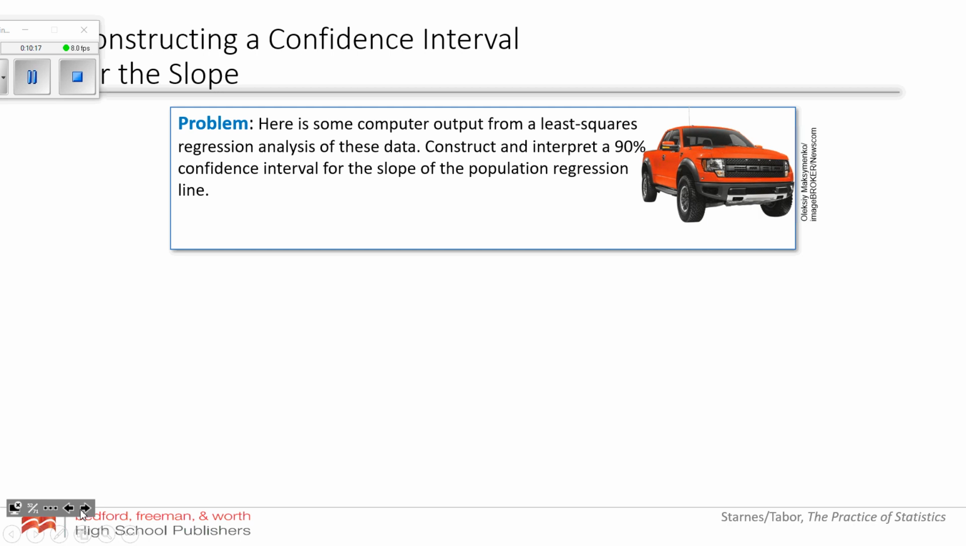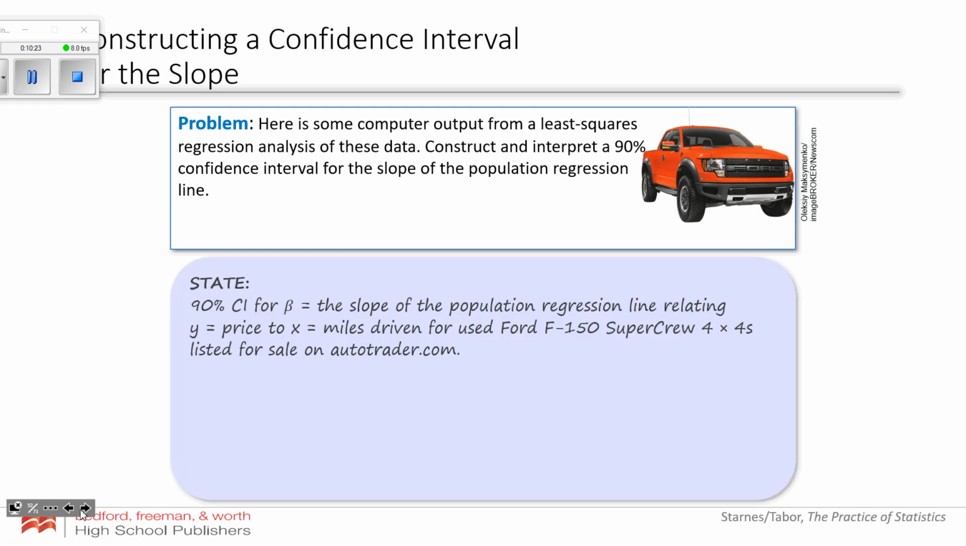So they're asking me to construct and interpret a 90% confidence interval for the slope of the population regression line. All right. So we have to find the 90% confidence interval. Notice we're defining our population parameter. Just like when we were talking about means or proportions, you have to make sure, look, it says beta is the slope of the population regression line. The line relating every single truck, if you were to have every single truck and their price and their miles driven, right? It's the population regression slope.